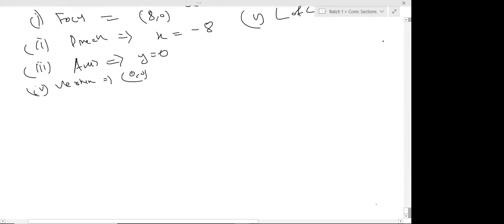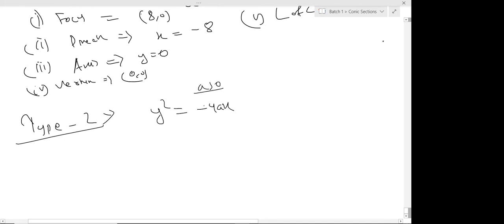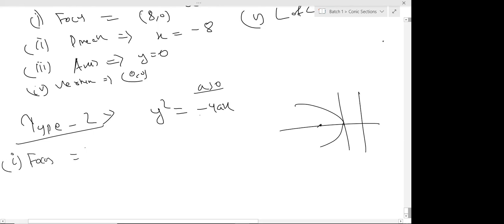Okay, type 2. Type 2 is y square equals to minus 4ax. Here also a is positive. A is always positive, leave the negative. Just remember the diagram is like this. Here focus is... Shavya, can you guess what is focus here? So your focus is minus a comma 0. Absolutely right.